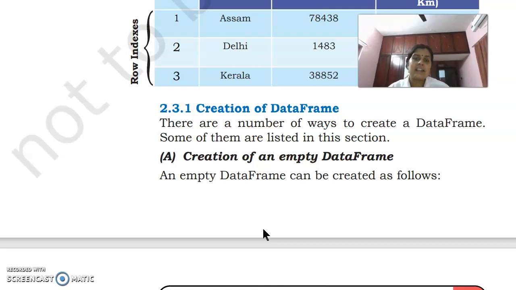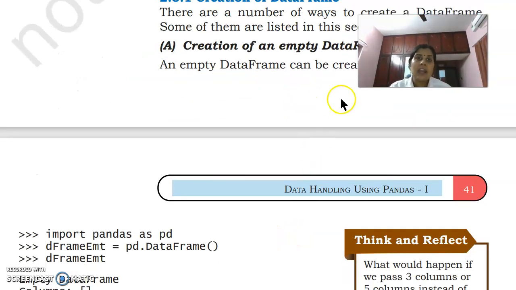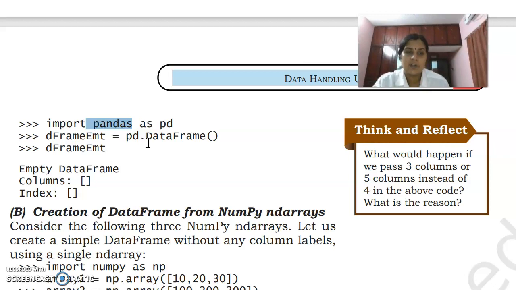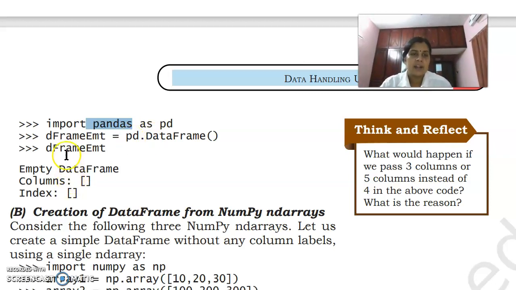So first is creation of an empty data frame. How can we create an empty data frame? This is similar to series. In series we created a series by importing the pandas module. Here also we are importing pandas as pd. Any name we can give as variable name. Then dframe emt equal to pd.DataFrame. Dframe emt means data frame name. Any name we can use, like d1, s1, s2, any variable name.